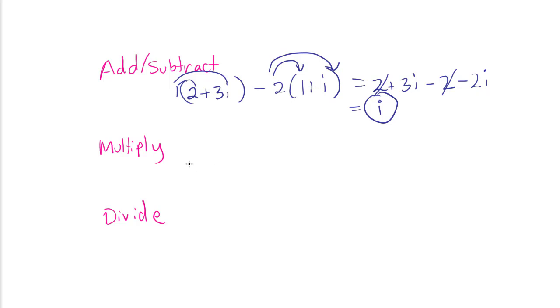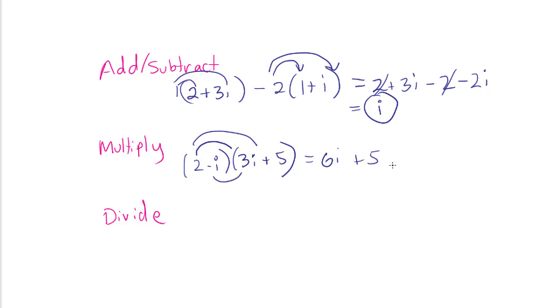How do I multiply complex numbers? Suppose I had 2 minus i times 3i plus 5. How would I multiply that out? Well, the same way we would FOIL. I might do 2 times 3i for 6i. 2 times 5 is plus 10. Minus i times 3i is minus 3i squared. Minus i times 5 is minus 5i.